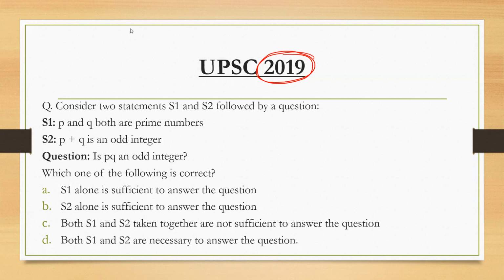Yes, Raghav. Sir, it's P, Q, an odd integer means P multiply Q? You're asking about PQ or P, Q individually? No, P into Q. Okay.